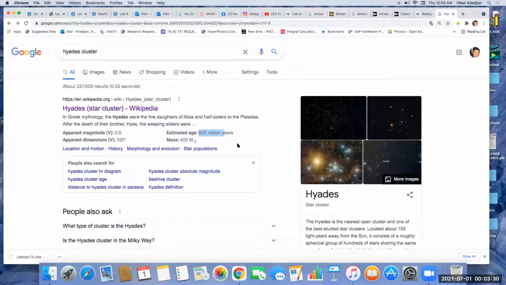So that's what we're going to learn next. How do we age these clusters? When did this cluster form? 625 million years ago. Imagine that. That's actually a very young star cluster. Our sun formed almost 5 billion years ago. So this one is a very, very new star cluster, the Hyades star cluster, very new.